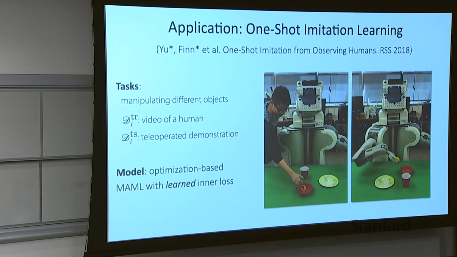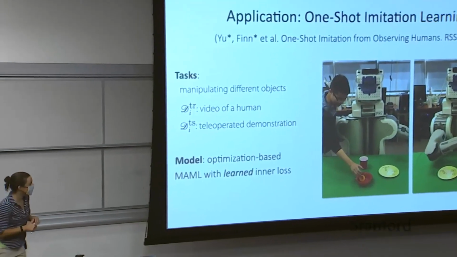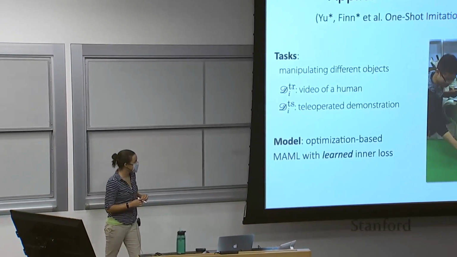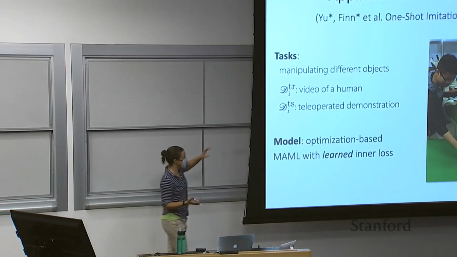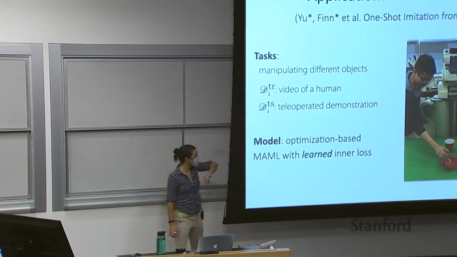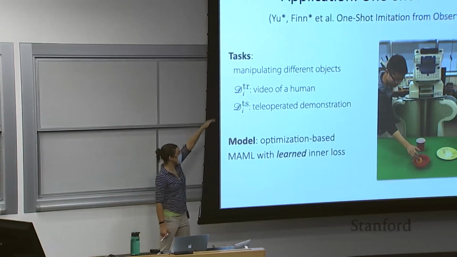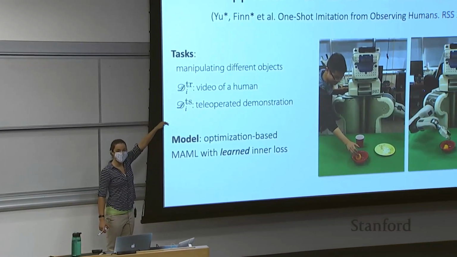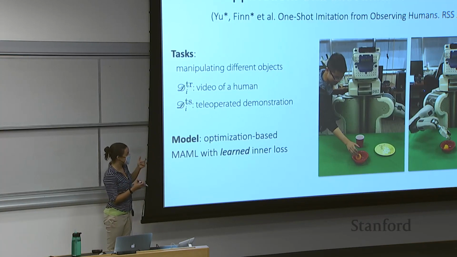this is a more advanced example, and one thing that you might notice is that the training set and the test set are actually a little bit different. One thing that you could do instead of having it be a video of a human is just to use a teleoperated demonstration. And in that case, you can just use an imitation learning loss as your inner learning objective.